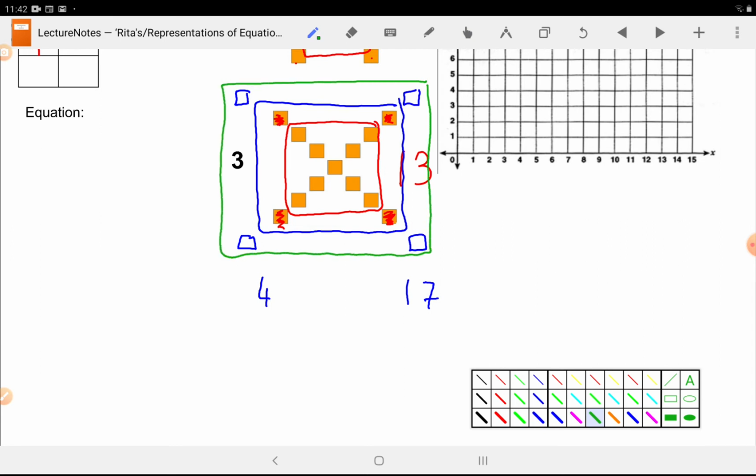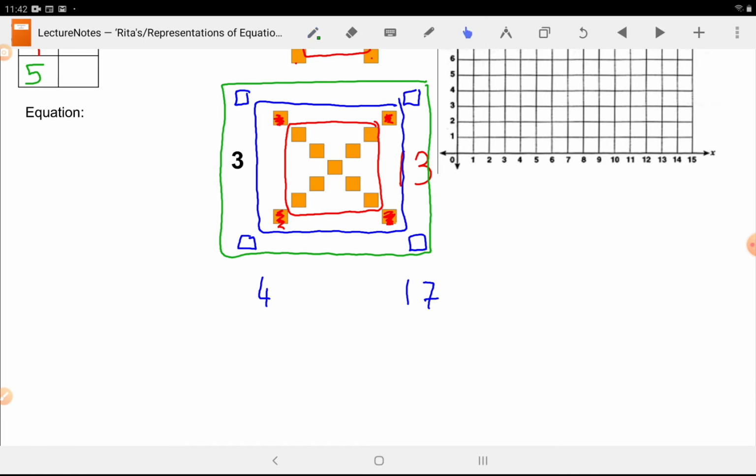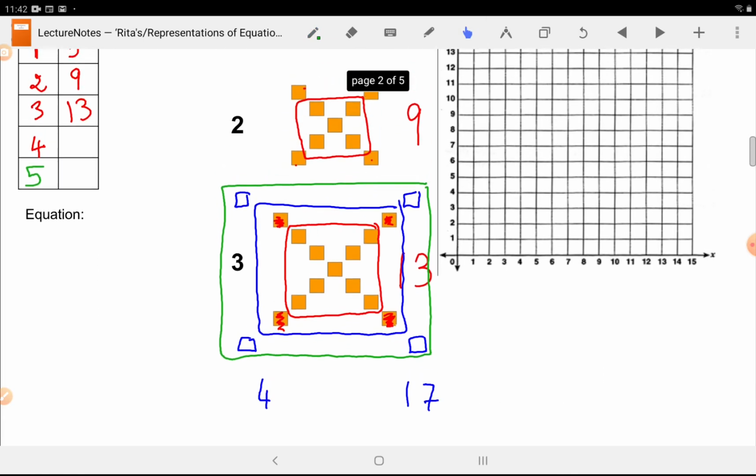I want you guys to try and see what that would get me. So if I'm looking for figure number 5, how many squares will I have? Go ahead and pause, think about it, and write it down. All right, I'm hoping everyone paused for a second and was able to come up with the number.